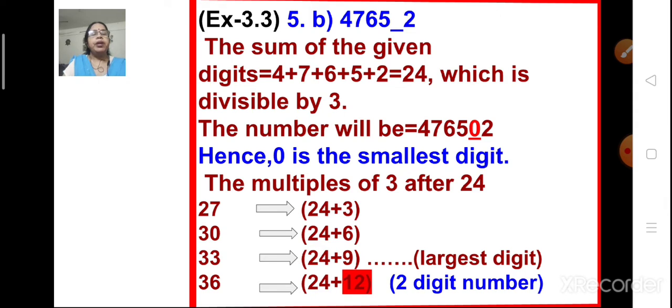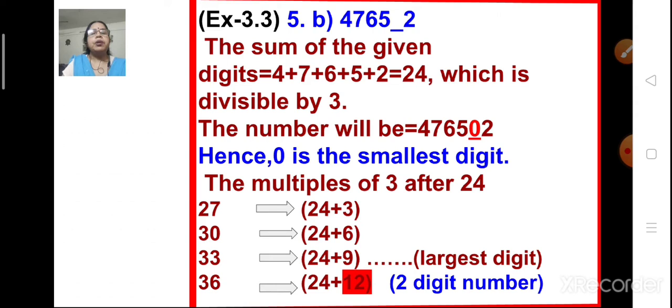It is problem B of question 5 from exercise 3.3. Here is a number and we have a blank in this number, and we have to fill the blank with such a digit so that the number becomes divisible by 3. We have to fill it with the smallest digit and the greatest digit so that the number becomes divisible by 3. One problem of this kind we had solved in the previous session also. So let's see how we do this.